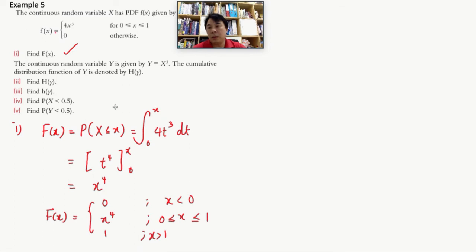Now the second one. We are referring to this relationship here. Y is related to the variable x in such a setting. And then they want us to use this notation to represent the distribution function of y. We need to find the distribution for y.